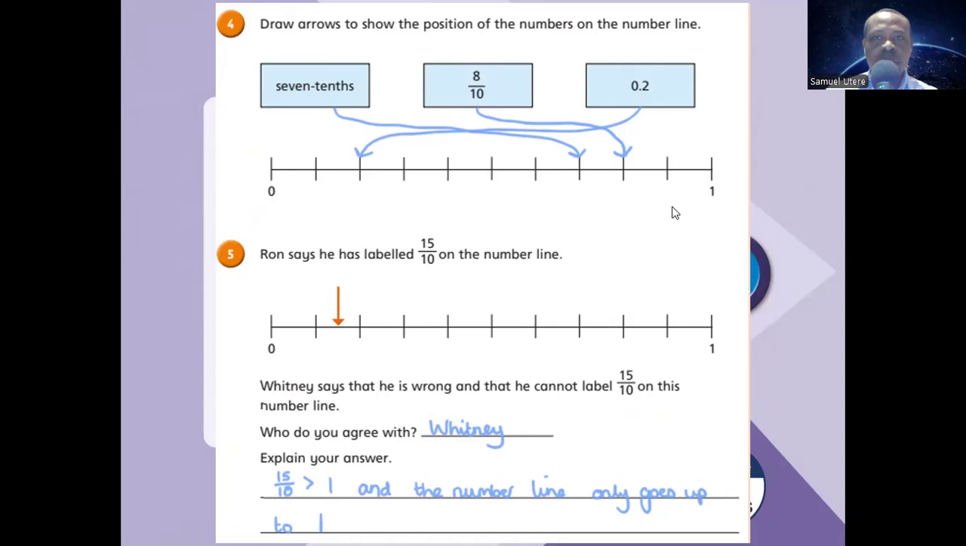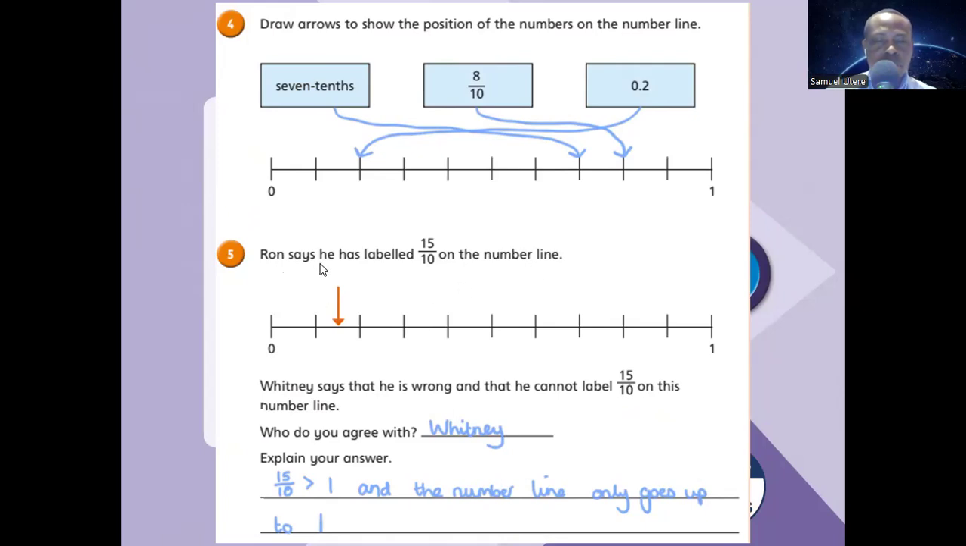So we see here between 0 and 1, we have 10 intervals. So if we divide 1 by 10, it means each interval is worth 1/10. So that has to be 0.2 because 0.2 as a decimal is 2/10. That should be 8/10 and that should be 7/10. So 7/10 is 0.7. So 7 divided by 10. That's what I mean as over 10.